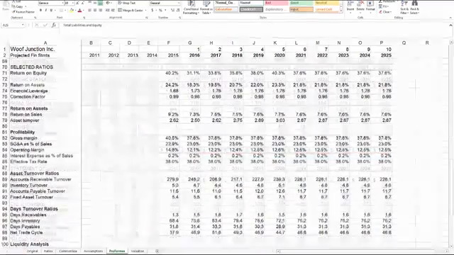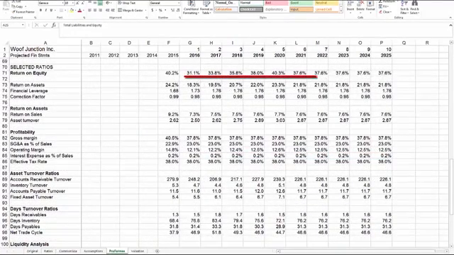Take a look at the ratios. Do the various ratios for ROE, ROA, profitability, do they look like what you expected to see based on your assumptions? If so, then you've probably got the forecasting correct.